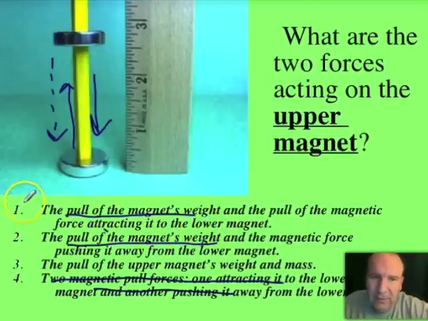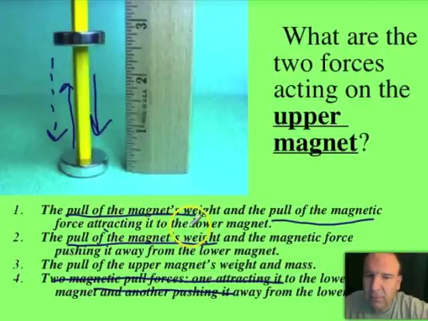So the correct answer in this case, would it be 1 or would it be 2? Think about that. So what did you come up with? So we know they're very much the same. So the difference is, is it going to be a pull of the magnetic force attracting it to the lower magnet, or is it going to be the magnetic force pushing it? So is it going to be a push or is it going to be a pull?